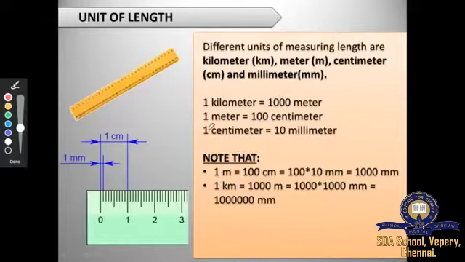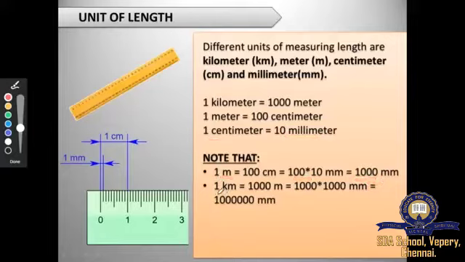So if you want to convert meter to millimeter, there is no direct conversion. First, you have to convert meter to centimeter. Then the centimeter to millimeter. So 1 meter is equal to 100 centimeter. So 1 centimeter is equal to 10 millimeter. So 100 into 10, which is equal to 1000 millimeter. So 1 meter is equal to 1000 millimeter.